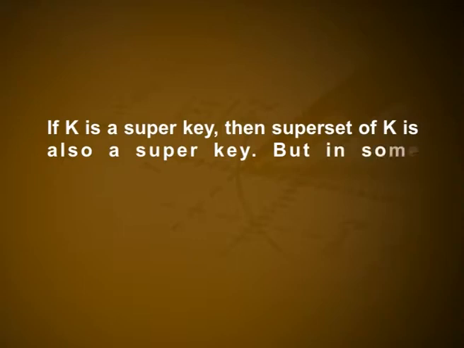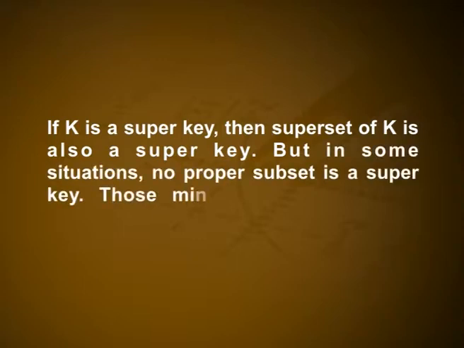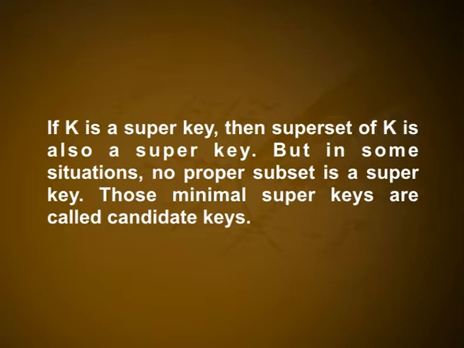Keys provide identification of attributes and relationships to distinguish entities and relationships from each other. The attribute values must be designed so as to uniquely identify the entity. A superkey is the set of one or more attributes that taken collectively allows identifying uniquely an entity in the entity set. If K is a superkey, then any superset of K is also a superkey. But in some situations, no proper subset is a superkey. Those minimal superkeys are called candidate keys.